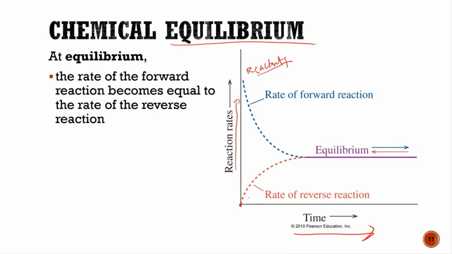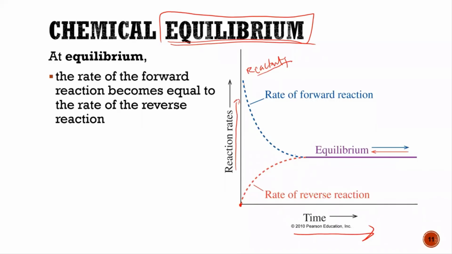If you look at the reverse reaction, the products, at first there's no products, so their rate is very low. They're not colliding, they're not producing the reverse reaction, the reactants. But eventually, as more is being produced, it tapers off and levels off. So the rate of the forward reaction becomes equal to the rate of the reverse. That's what equilibrium means. It's when the rate of the forward and the reverse reaction are the same.